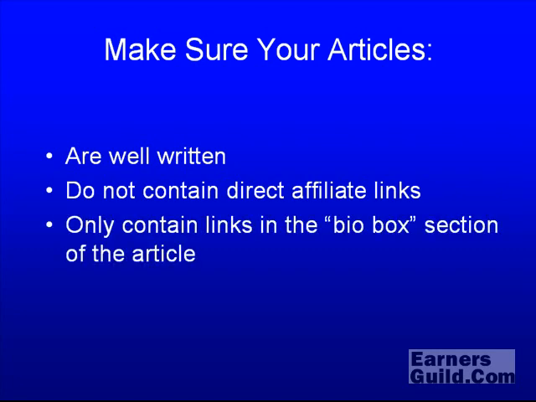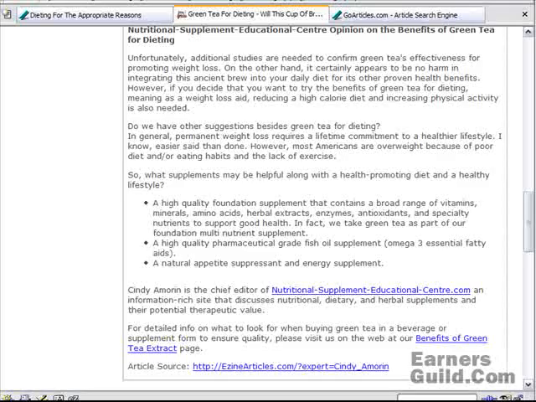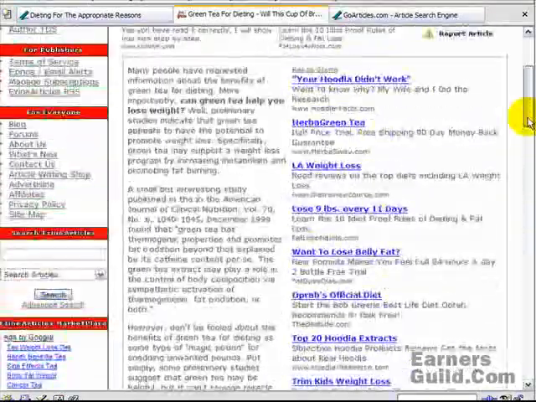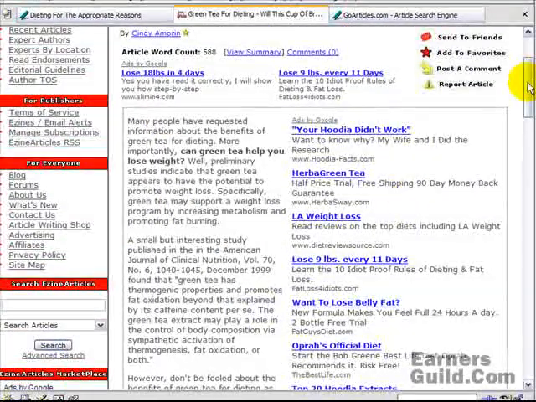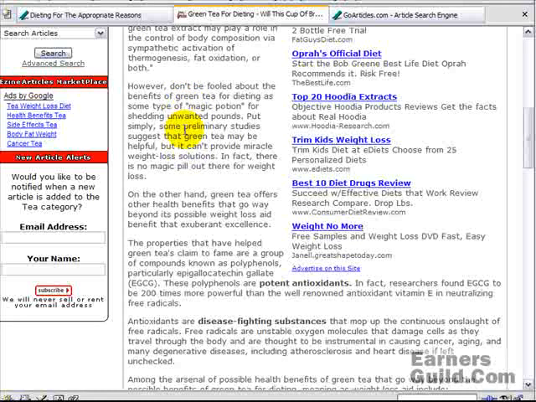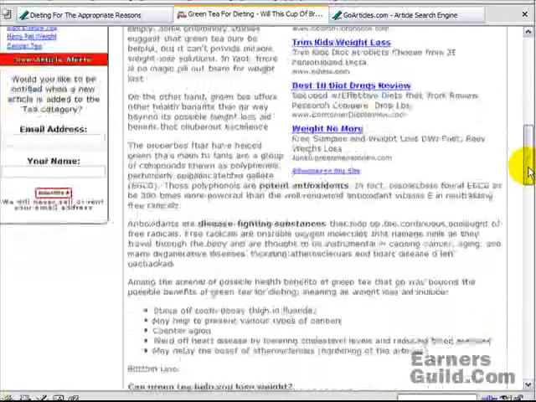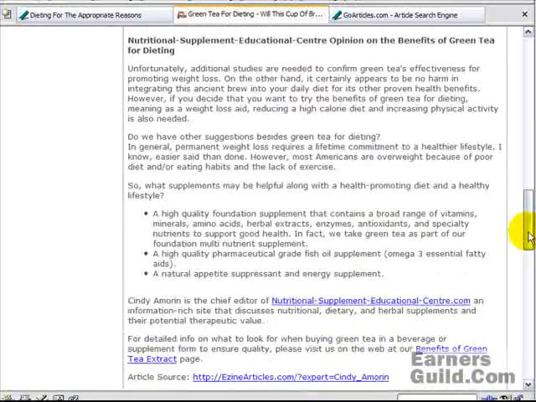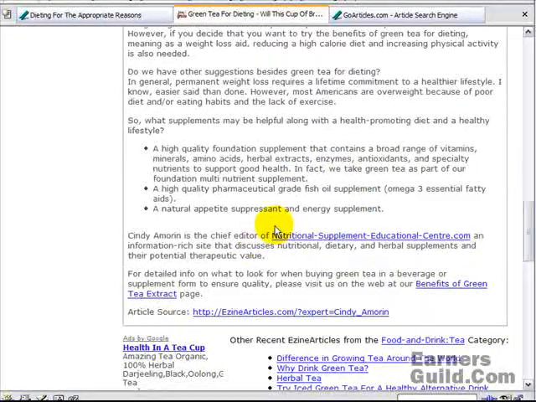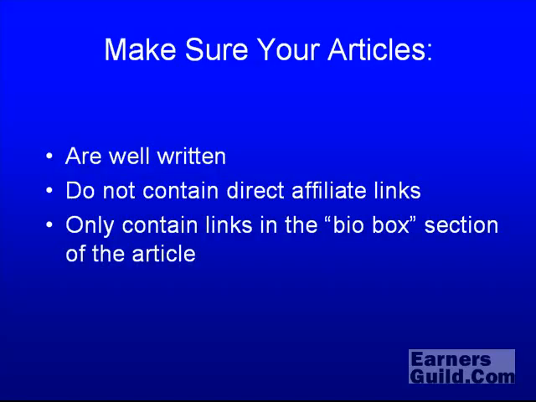Only contains links in the biography box section of the article. Essentially what this means is if we go take a look at an article here, this is the article here, and there cannot be any links to products within this. In fact, I won't have any links at all because you always have a risk of things not working out well for you. The only place that you can have links is here at the bottom. This section here is the person's biography box, and that's where they're allowed to have their links. So make sure that you abide by that.